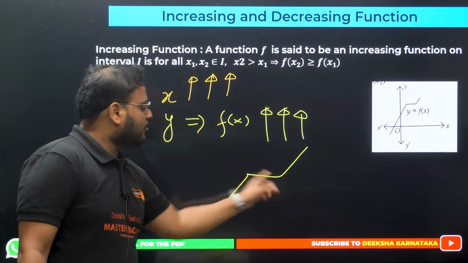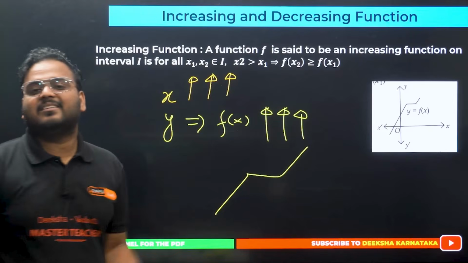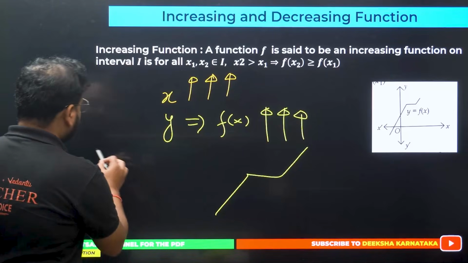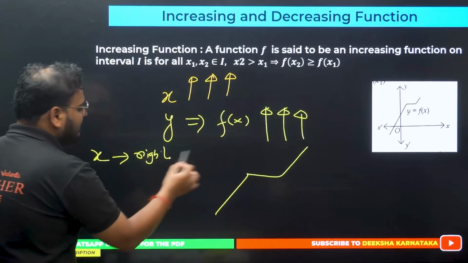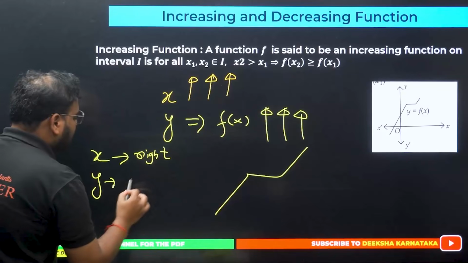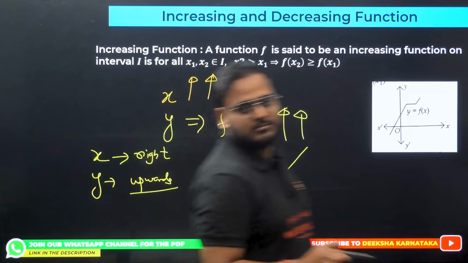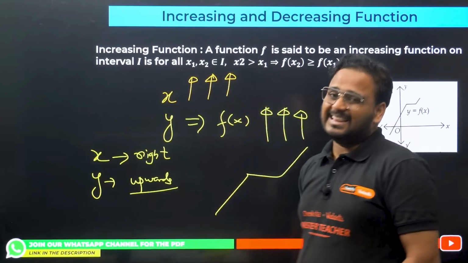Sir, over here it is not going up. Yeah, we'll talk about that. That is the difference between strictly increasing and increasing function. But understand right now, if x is moving towards the right, then on the y-axis you are going upwards. If you see the graph in this fashion, then the given function is of an increasing nature.